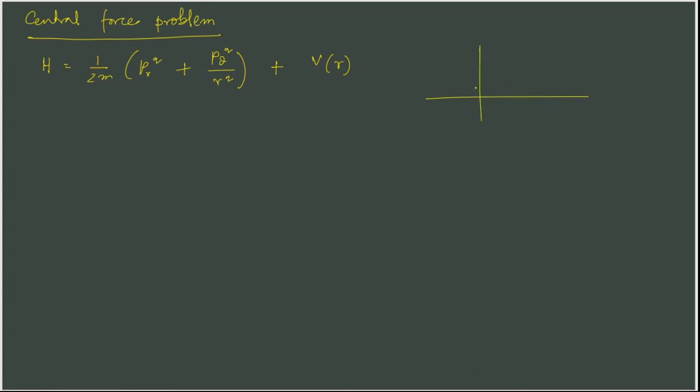where this is our source and here is, let's say, a particle at a distance r, and this angle is theta, and the Hamiltonian describes the energy of the particle. This being time independent, of course, it's a constant of motion. Now, as you can see, the potential being only a function of r, the Hamiltonian is cyclic in theta.